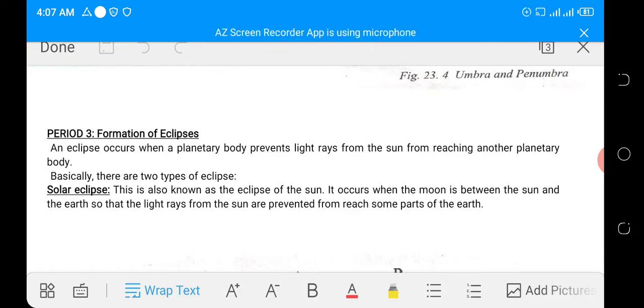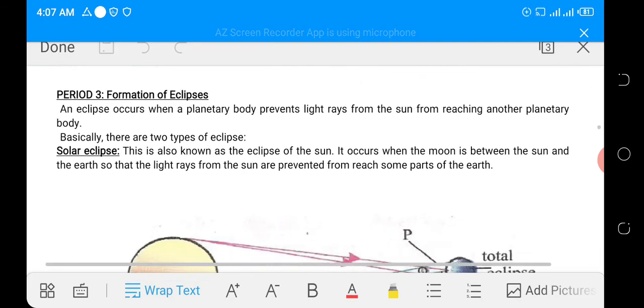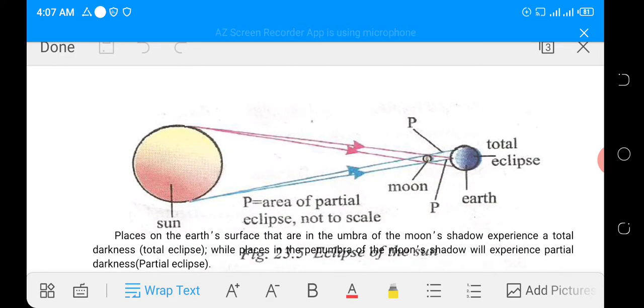The sun is stationary, it does not move. So when this occurs, the moon will now block some rays coming from the sun from reaching some part of the earth. You know, the earth is bigger than the moon, so the moon cannot block all the rays from reaching the earth. So only some part of the rays will be blocked from reaching some part of the earth. So when this occurs, we have solar eclipse, as shown in this diagram.